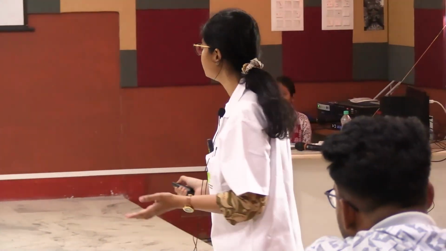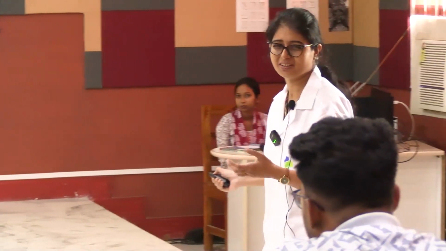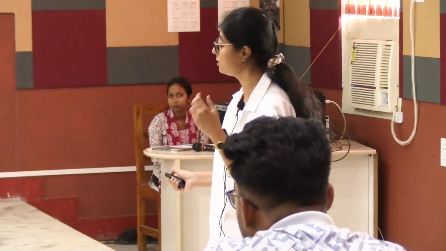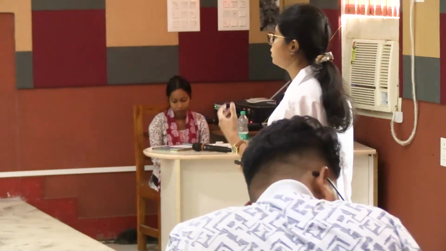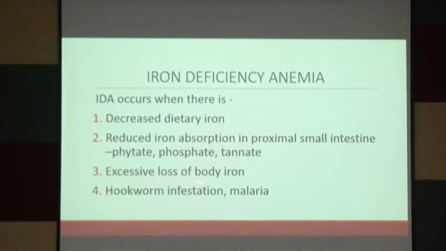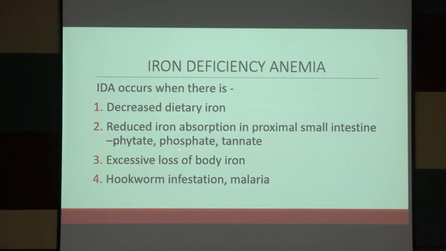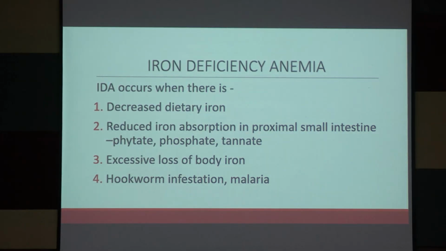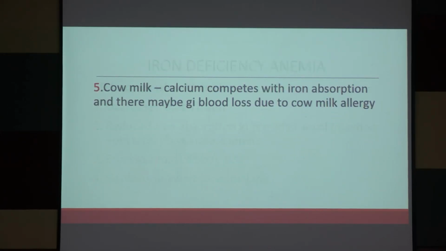Why is there iron deficiency? Decreased dietary iron: you are not eating green leafy vegetables, meat or fish, the foods which are rich in iron. Also reduced iron absorption in the proximal small intestine, like if there is phytate, phosphate, or tannic acid in the food, that will interfere with iron absorption. And excessive loss of body iron happens in GI bleeding, hookworm infestation, and malaria, which can also lead to bleeding. With blood, iron is lost, so there will be iron deficiency.